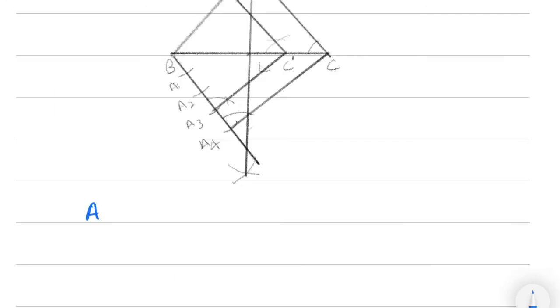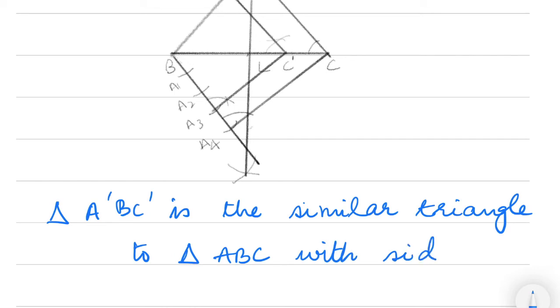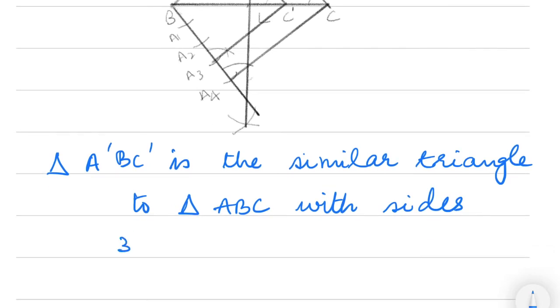Now this is A dash. Triangle A dash B C dash is the similar triangle to triangle ABC with sides 3/4 of it.